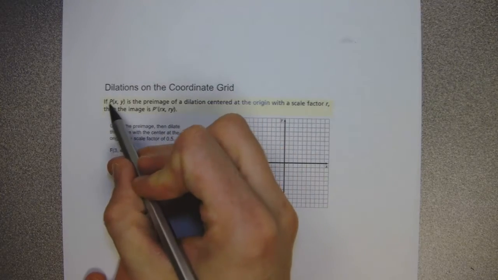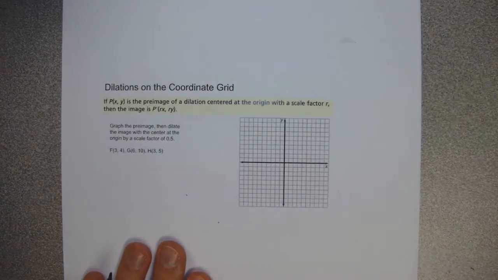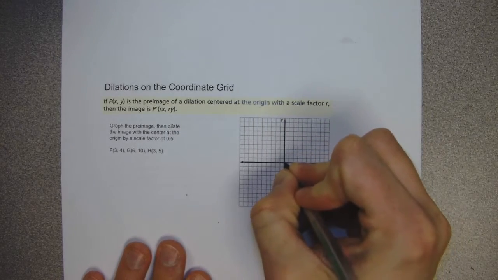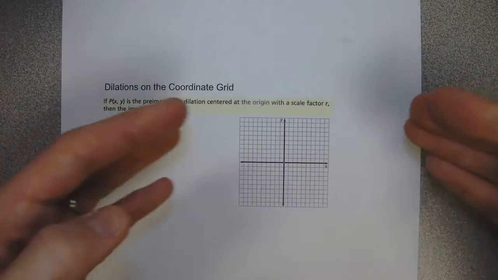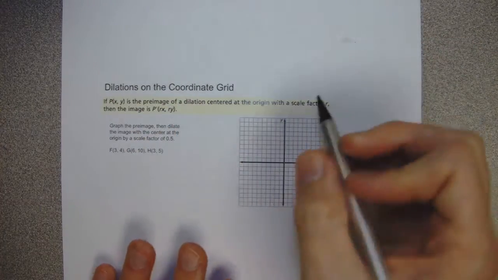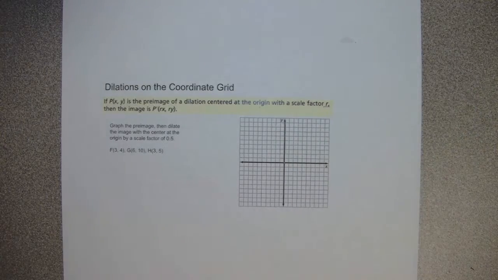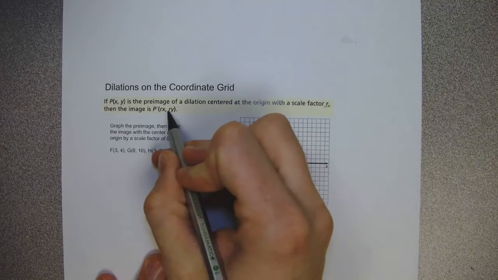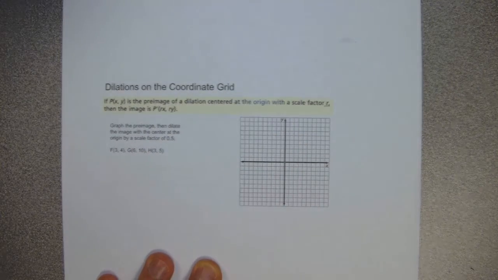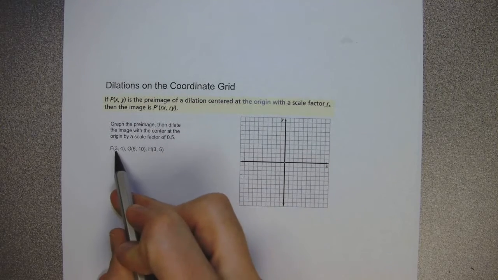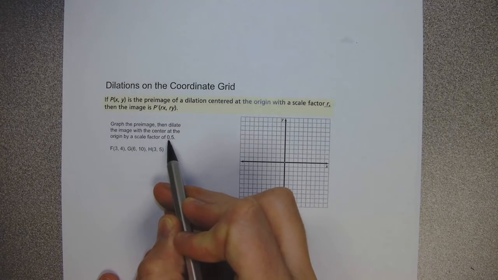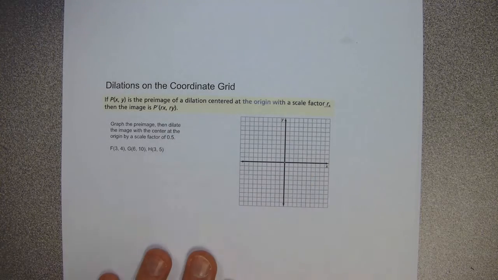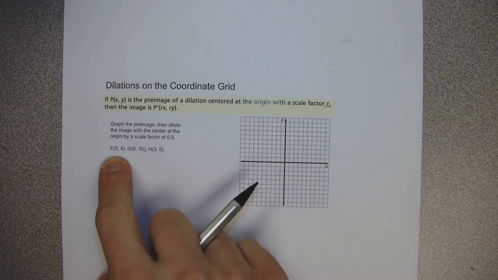If point P, with X and Y as those variables there, is the pre-image of our dilation with a center at the origin, so our origin is going to be that center of dilation, so everything's either going to shrink towards or expand away from that with some scale factor R, whatever it is, then the final image for P prime is R, that scale factor, times X, and R times Y. So in other words, if I want to take this image and dilate it by a scale factor of 1/2 or 0.5, then all I've got to do is take all these numbers and multiply them by half. It's that simple. All right, so let's get the original drawn.